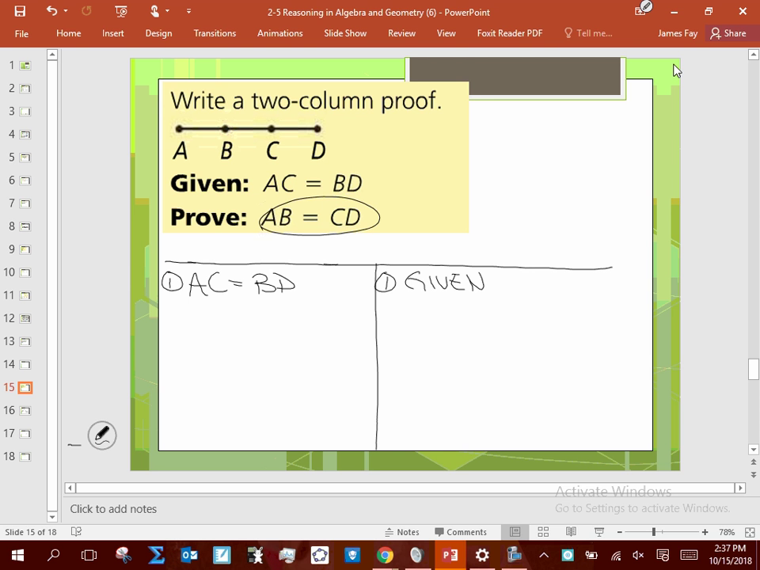I have fun over there. This is a blast. All right, so AC equals BD.